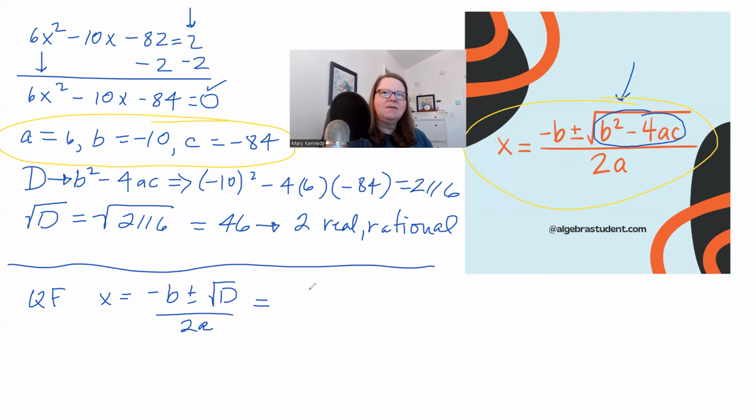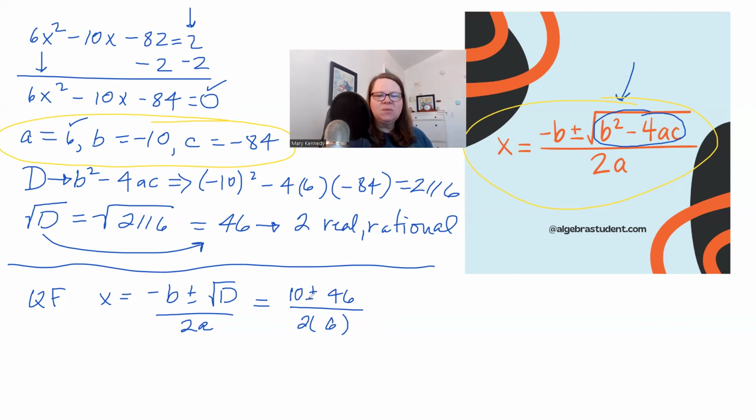So negative b. B's negative 10. So negative 10 just means positive 10. Plus or minus. We already found the square root of d. Square root of discriminant was 46. Over 2 times a. A is 6. Okay. So this is a much simpler looking problem than all of that was to begin with. So we've taken it in parts and pieces and made it easier for ourselves.